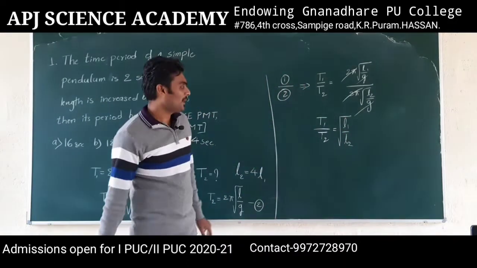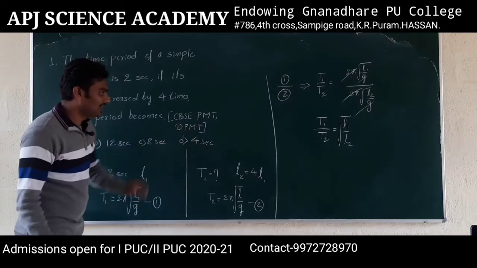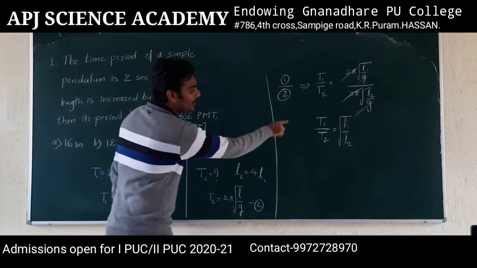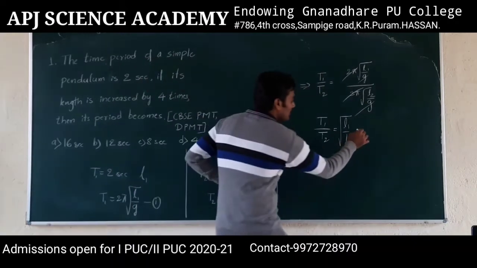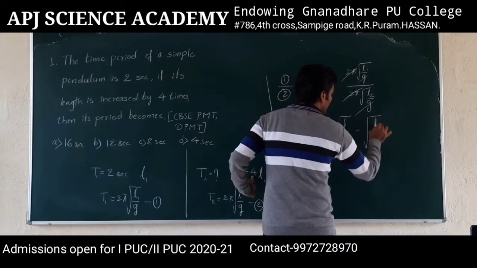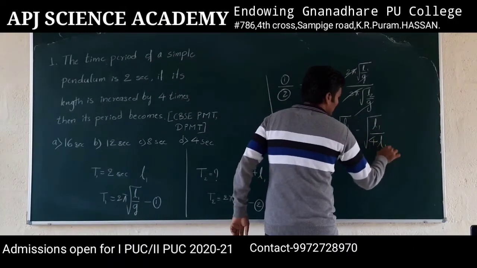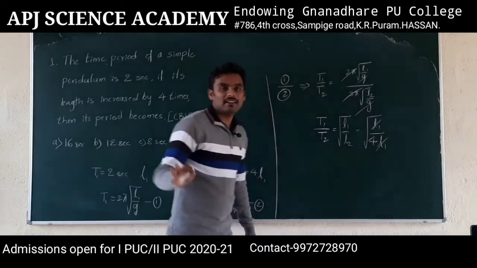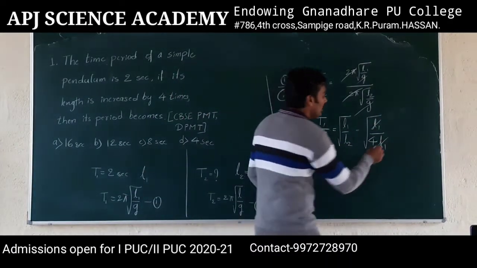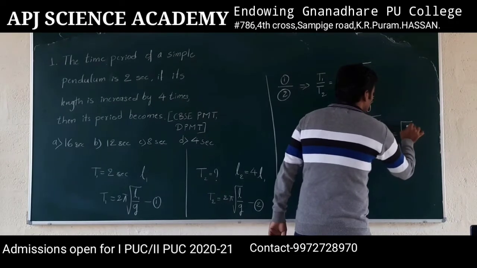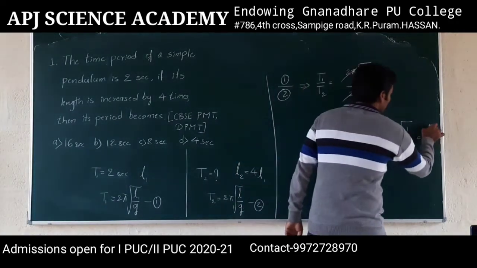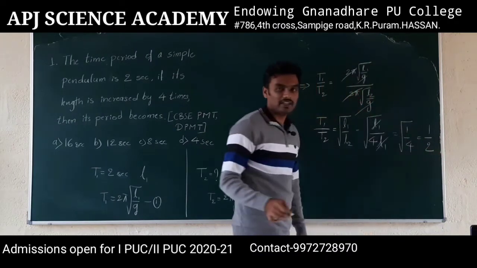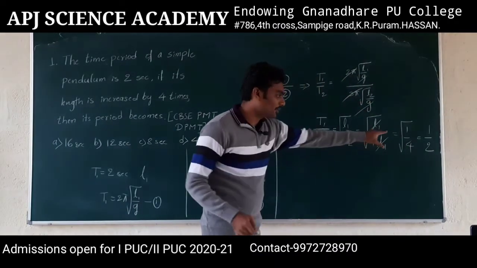Very simple. Now, what we need is T2. We have T1, L1 and L2 given. What is L2? L2 is 4L1. So, I can write it as L1 by 4L1. Once again, L1 and L1 cancel. I'll be left only with root of 1 by 4. What is root of 1 by 4? Root of 1 by 4 is 1 by 2. So, T1 by T2 is equal to 1 by 2.